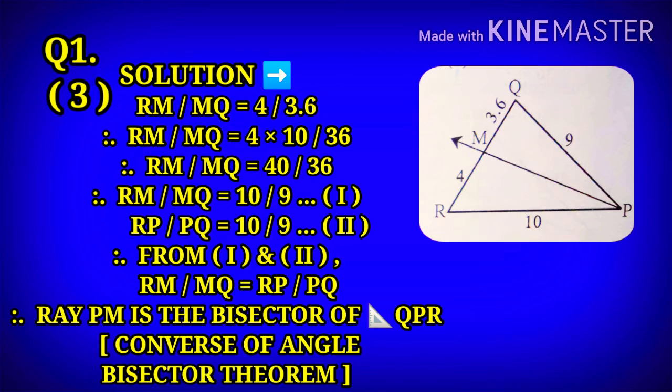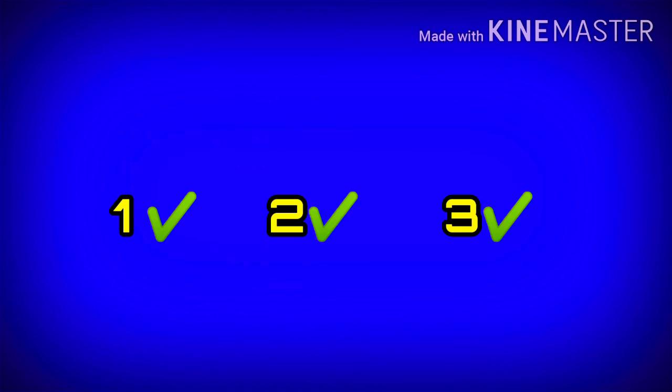Now from 1 and 2 we come to a conclusion that RM upon MQ is equal to RP upon PQ. Because the right hand sides of both the steps are equal, the left hand sides become equal too. Therefore, ray PM is the bisector of angle QPR due to converse of angle bisector theorem. So this was all for question number 1. Now let's see what is waiting for us in question number 2.